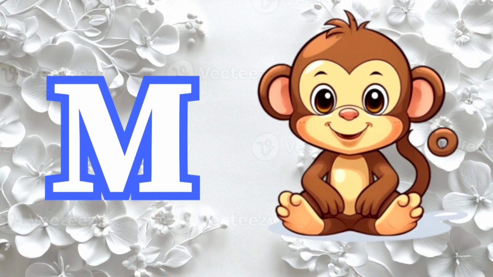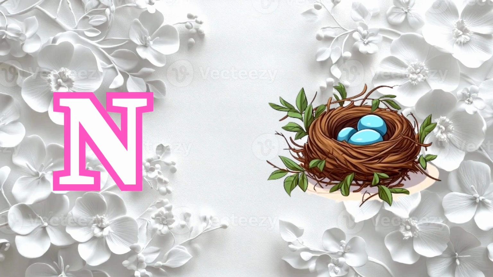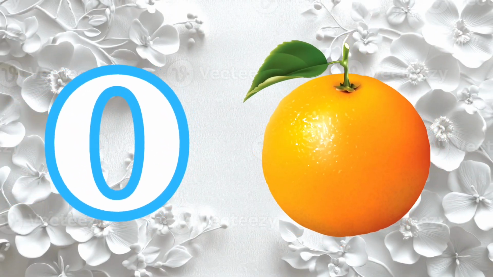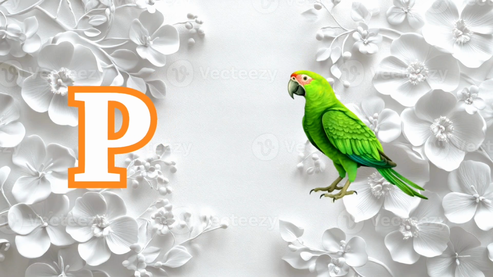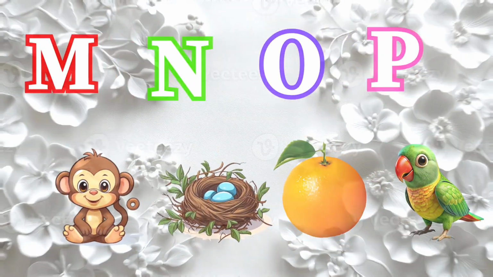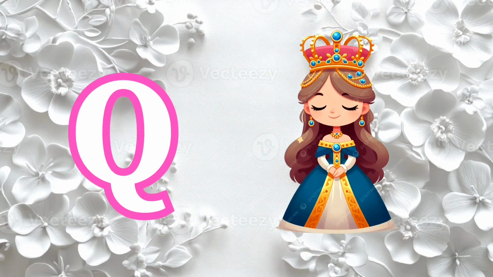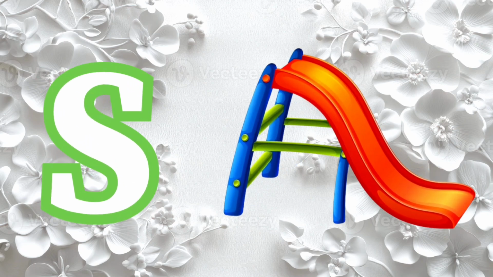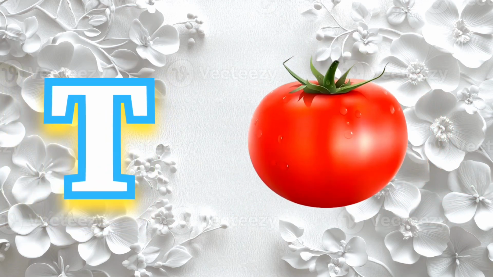Q is for queen. M for monkey. R for rain. N for nest. T is for train. O for orange. U for umbrella. P for parrot. W is for whale. X is for xylophone. Y is for yo-yo. R for rabbit. Now S for slide. Sing again with me. T for tomato.